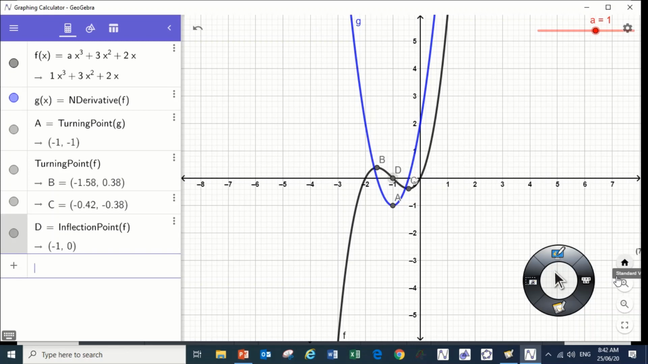But what you need to know is that the x value at the point of inflection of a cubic graph is the same as the x value at the turning point of the quadratic function. In that case, the quadratic function is your first derivative. So write that down.